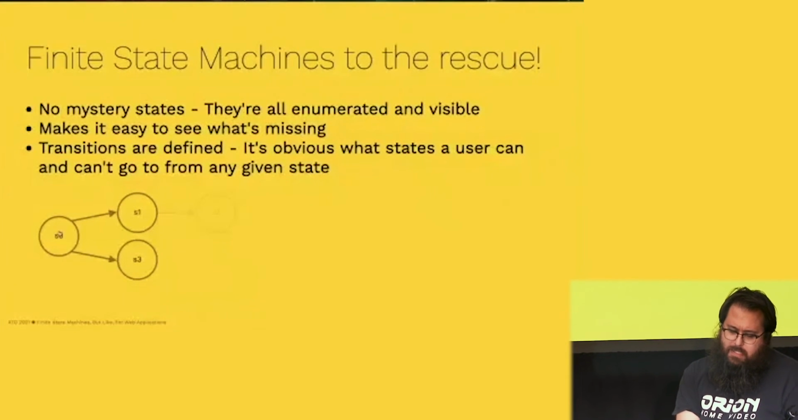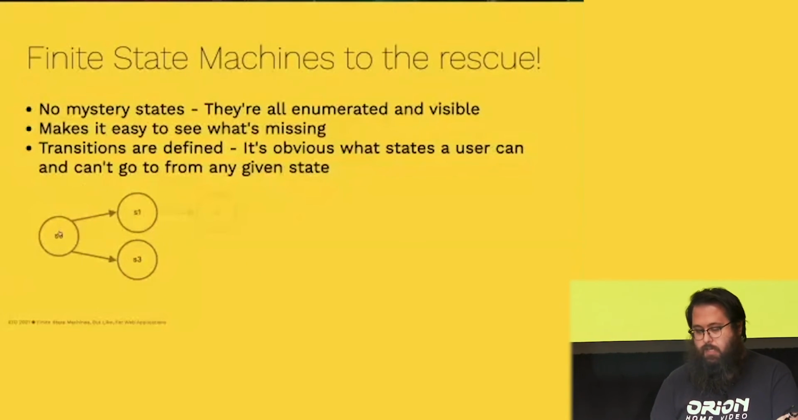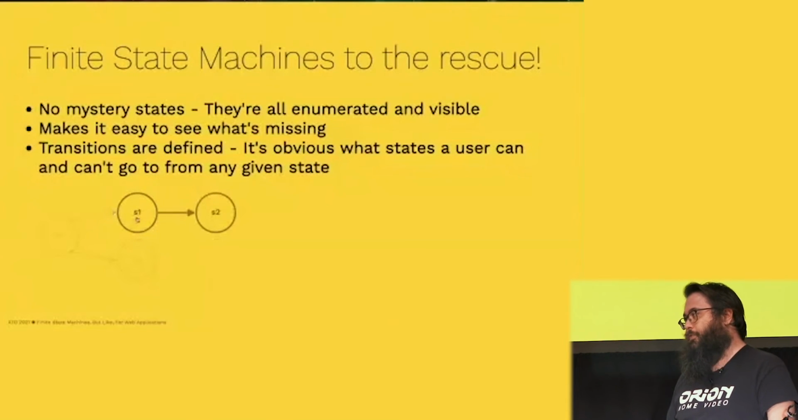So abstractly, that means, for example, on S0, I can only go to S1 and S3. That's defined. I know there's no way for me to jump to S2. And if I'm on S1, there's no way for me to magically teleport to S3.